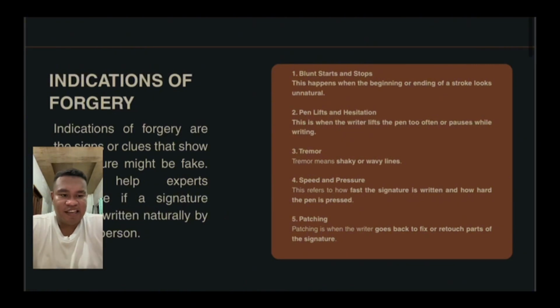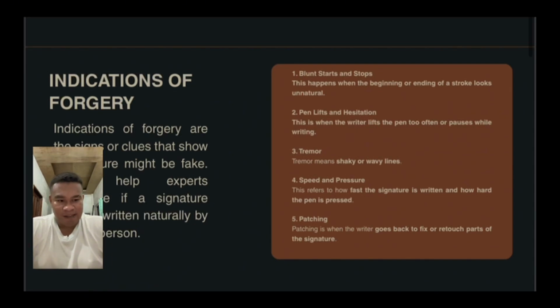Tremor means shaky or wavy lines. Next, speed and pressure. This refers to how fast the signature is written and how hard the pen is pressed. The normal is natural speed and consistent pressure. A fake one is slower, with uneven pressure, and the lines vary because the writer is nervous and not confident in writing.